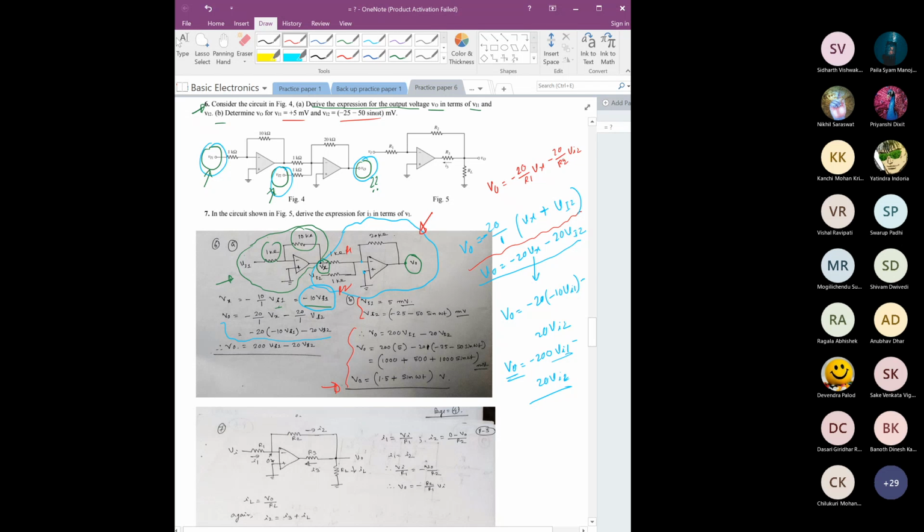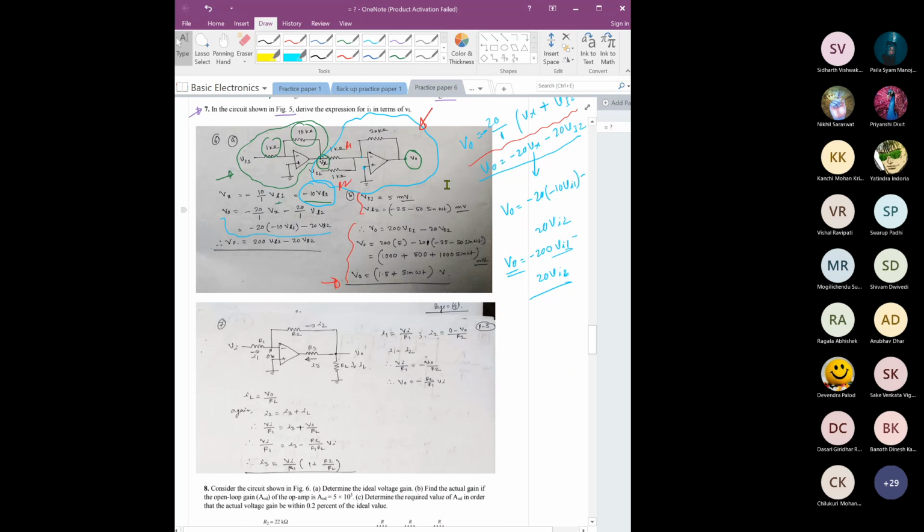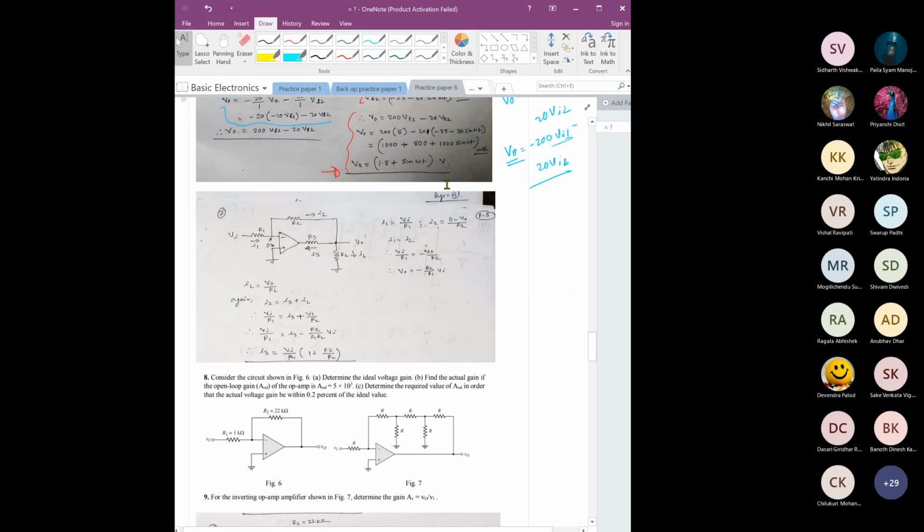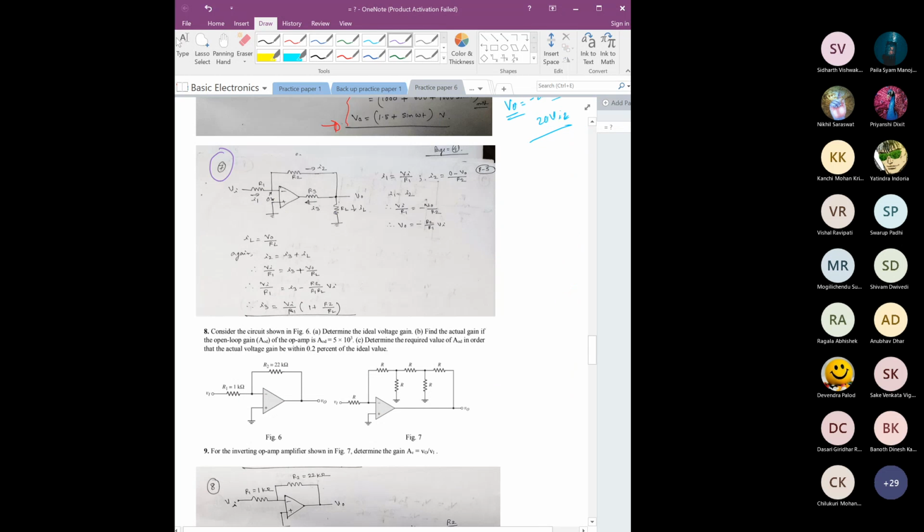Okay, then can we move to question number 7? In question number 7, it has been asked for figure 5, which is this one: derive the expression of I3. So we have to find this I3 in terms of Vi. This is also going to be quite an easy question.